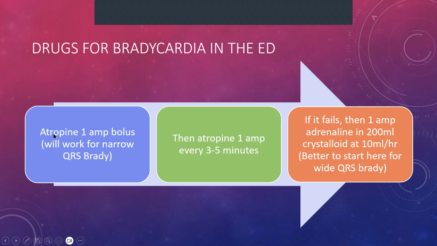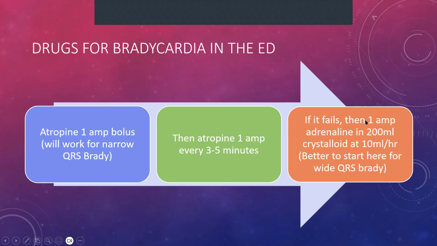So you start with atropine, 1 amp bolus, and it works very well for narrow QRS bradycardias because it stimulates the vagus nerve, and then the vagus nerve stimulates the sinoatrial node, stimulates the AV node, and then you tend to get back to a normal heart rate or a slightly tachycardic. And then depending on your patient's response, you can give an amp every 3 to 5 minutes.